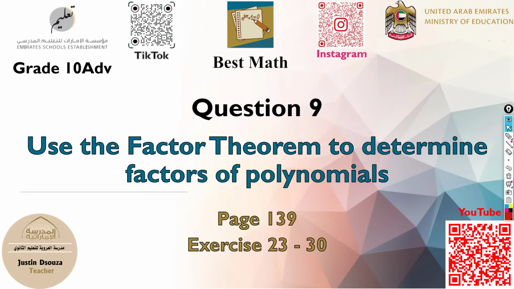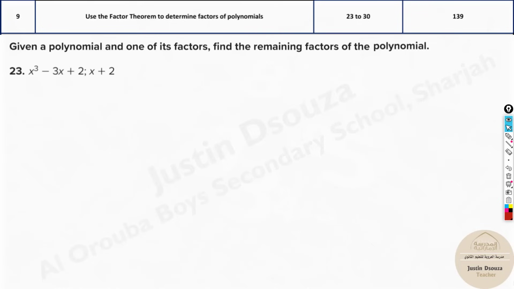Question 9 is to use the factor theorem to determine factors of polynomials. Here again, it's similar to the previous type of questions. We have to use synthetic division, and then what you need to do is split out the term. So this given term must be divided by this one. They have already told us it's a factor, so the remainder will be 0 and you can split it out.